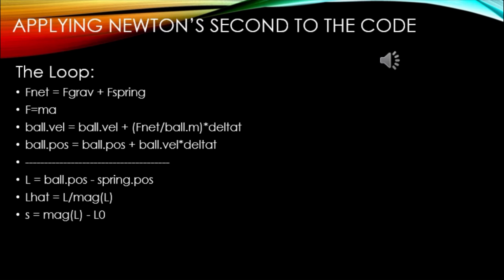Now we must update the values of L, L hat, and S. L is the length of the spring, and as the mass moves, it changes, as does L hat, the direction of the spring, and S, the compression or stretch of the spring. Now that we've updated the position, velocity, and components of the spring force equation, we can begin the loop again, finding these values again, and continuing to model the system.